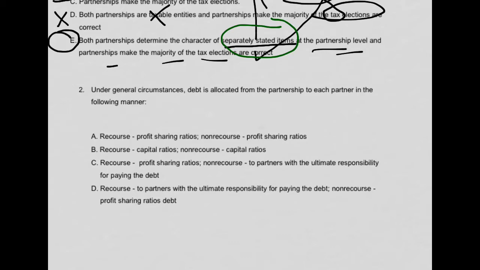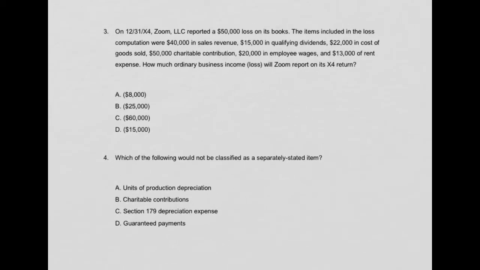We crushed this one. Recourse is according to the partner with the ultimate responsibility for paying the debt, and non-recourse is according to the profit-sharing ratio. That means D is the only one that's correct because it has both parts, and that just should have been a 30-second question, in my opinion. Okay, now we've got a computational one, so this may take a little longer, I admit. Let's see what we got.